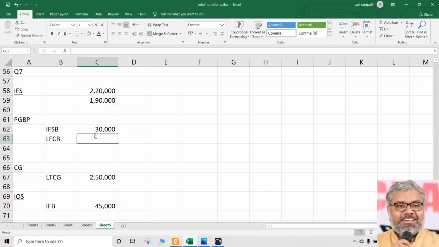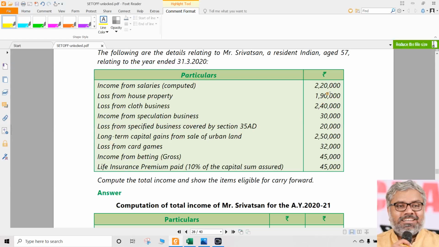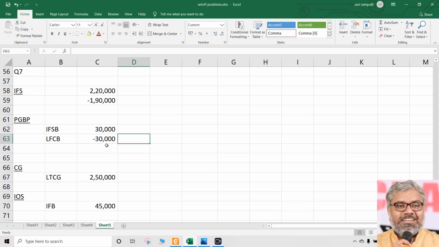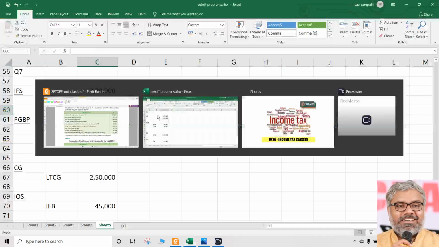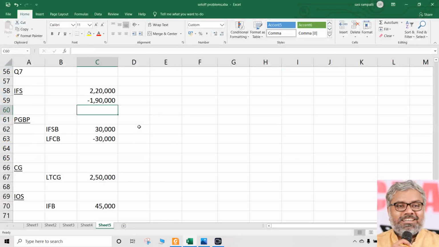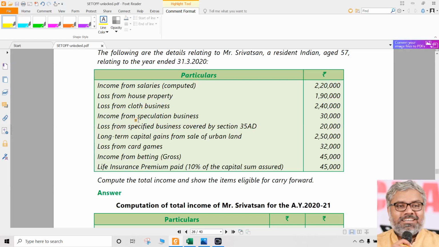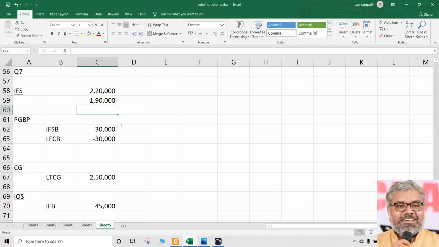Can it be set off against PGBP profits? Yes, there is no problem. But unfortunately, the amount available under PGBP is only 30,000. So we can do that much only. We cannot set off more than that. Out of 2,40,000, we could set off only 30,000 here. Can we set off the remaining against salaries? No, sir, not possible. That is the only restriction. Loss from PGBP cannot be set off against the head of salaries. It can be set off against any other head other than salaries.